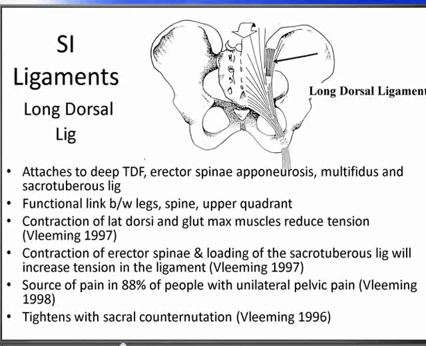One of the things that this ligament does is it tightens with sacral counternutation. So sacral counternutation, where the sacral base moves more towards a posterior direction or more towards extension, let's say, of the sacrum, is a position of, let's say, instability, or unlocking of the SI joint. And so when you have this position that's maintained, the long dorsal ligament gets stretched, and it's very pain sensitive, and that's where people with SI joint dysfunction may end up having reports of pain, and it's due to this ligament for the most part.